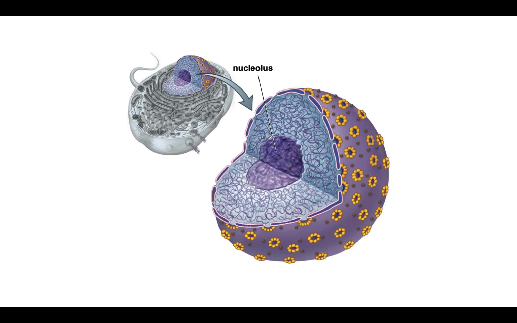One more time, here's the nucleolus, here's chromatin, a globular structure, the nucleus. And from the nucleolus, ribosomal RNA can be synthesized. Okay, ribosomal RNA can be synthesized from the nucleolus. And then here's the nuclear pore.